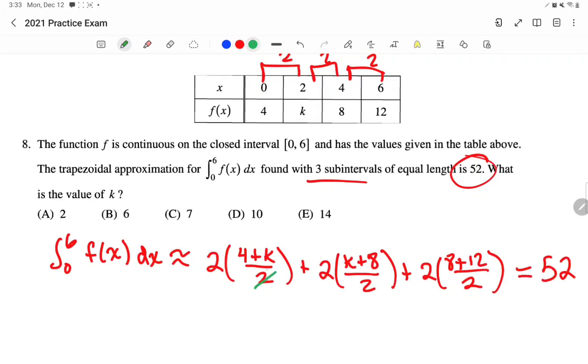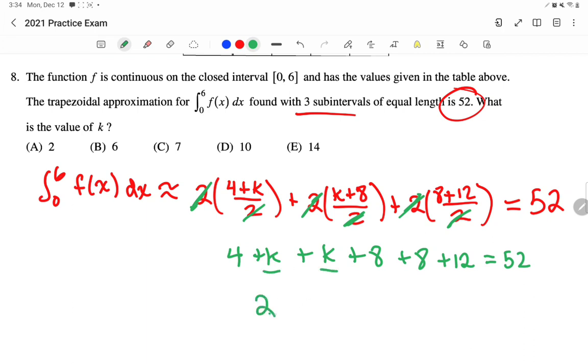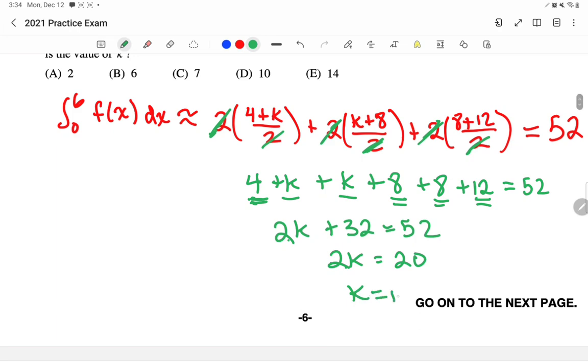I'm going to go ahead and just cancel out all these 2's, make it a little easier for us. And so this is just 4 plus k plus 8 plus 8 plus 12 equals 52. I have 2 k's. And then 4 and 8 makes 12, plus another 8 makes 20. That's plus 32 equals 52. That gives me 2k equals 20. Divide by the 2, and we get k equals 10.